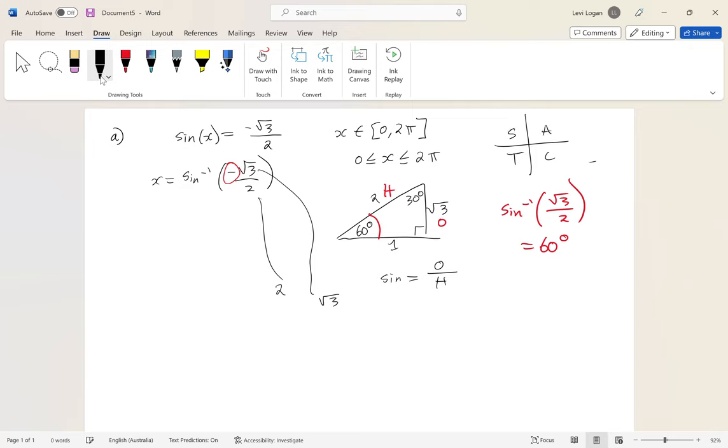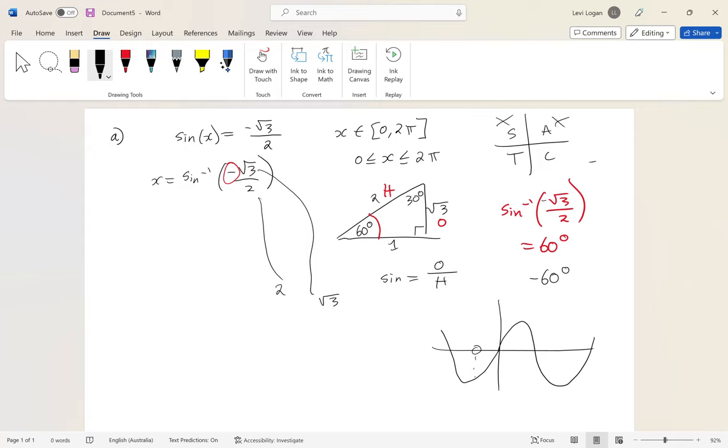So since we have a negative sign here, it's not going to be in quadrant 1 because sine is positive in there, and it's not going to be in quadrant 2 either because it's negative. So we're basically just going to say sine inverse of negative root 3 over 2 is, instead of positive 60 degrees, it's going to be negative 60 degrees. Because I'm just going to draw a sine graph. It's going to be about here, our answer.